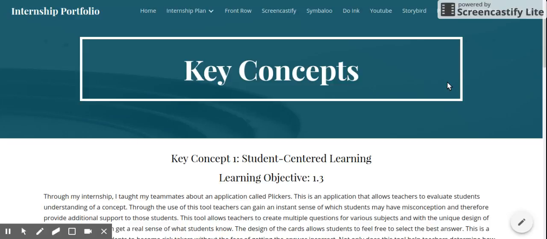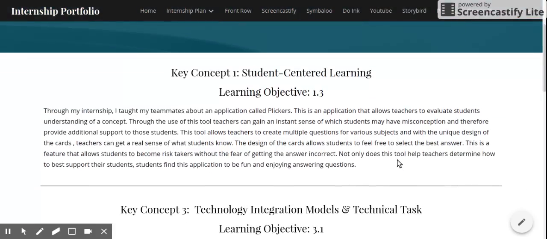Another part of my internship portfolio was to identify how, through my internship, I was able to meet 5 of the key concepts, as well as identify one learning objective that was met. Through my internship, I met key concept 1, student-centered learning, and learning objective 1.3.